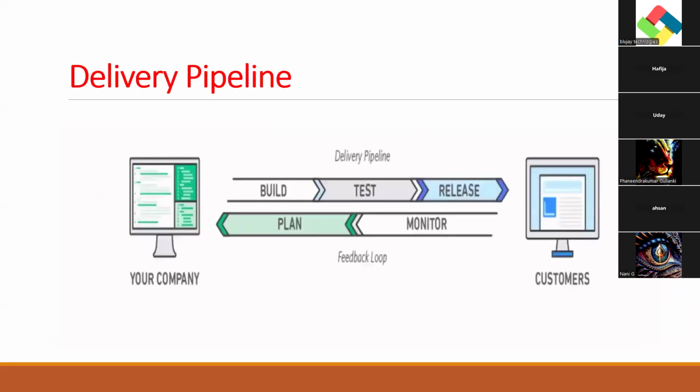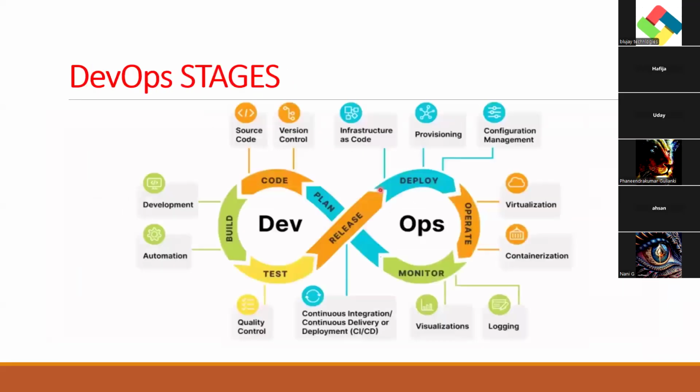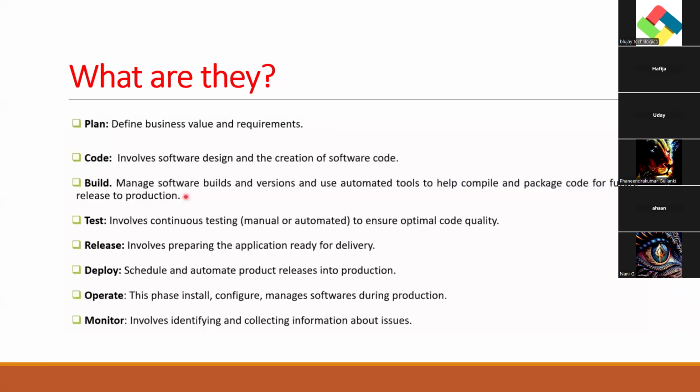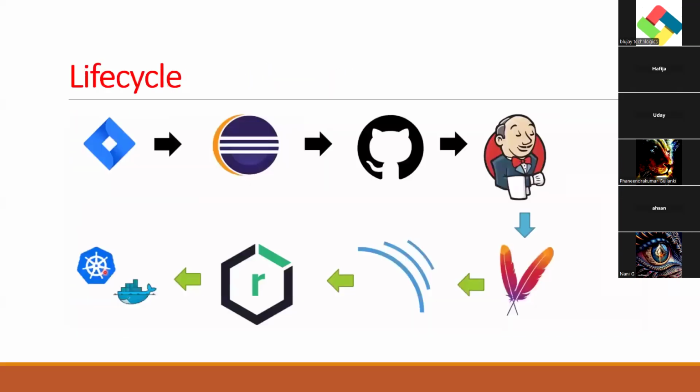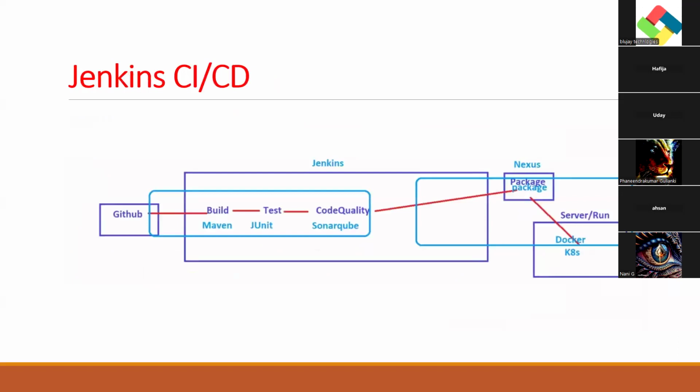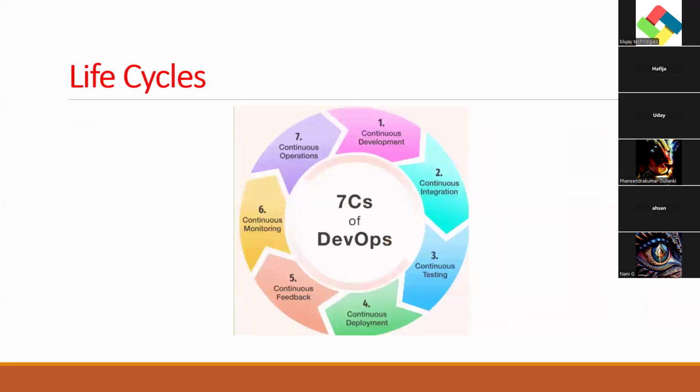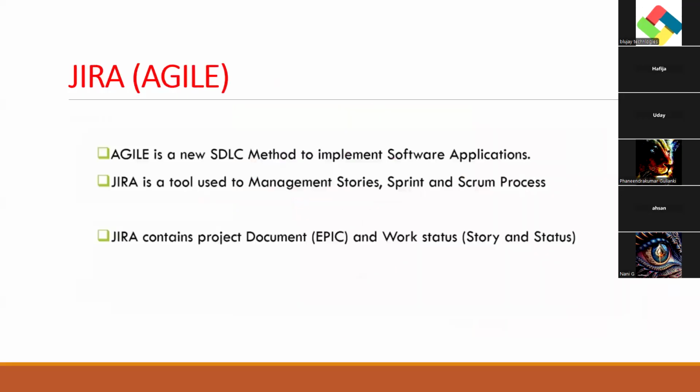So, the delivery pipeline. What are DevOps guys doing? What is a pipeline? What are the DevOps stages? What are they using? What are the tools we are using for DevOps? What is the life cycle of DevOps? What is Jenkins CI/CD? Why are they using CI/CD in Jenkins? And what is the CI/CD life cycle of DevOps? What are the tools we are using in DevOps?